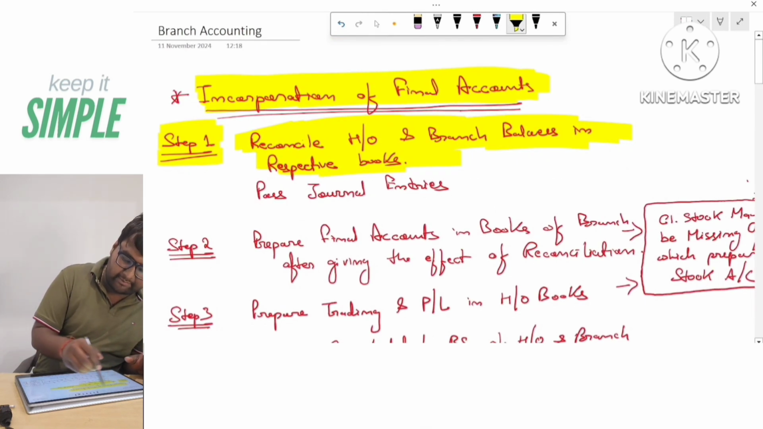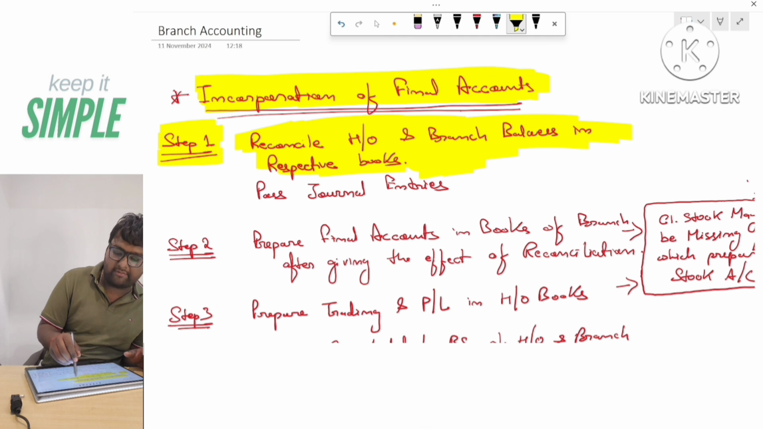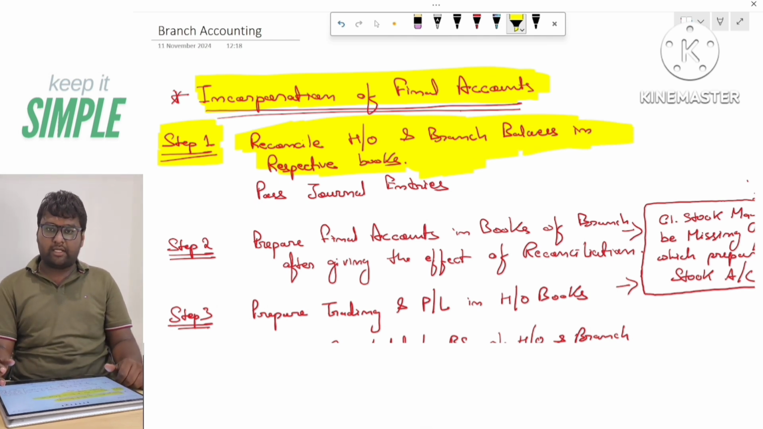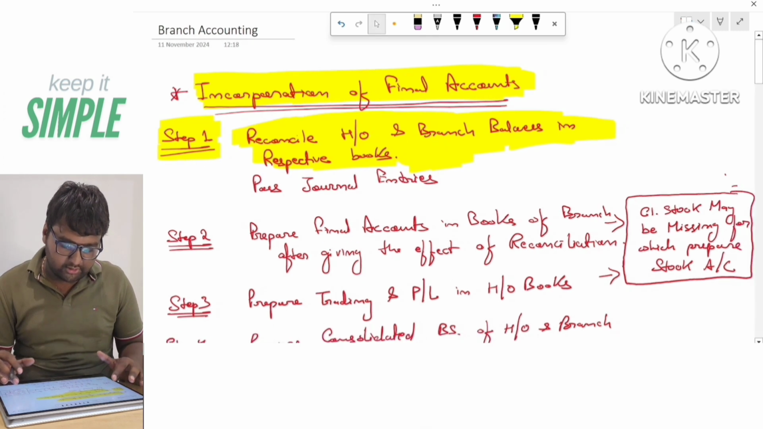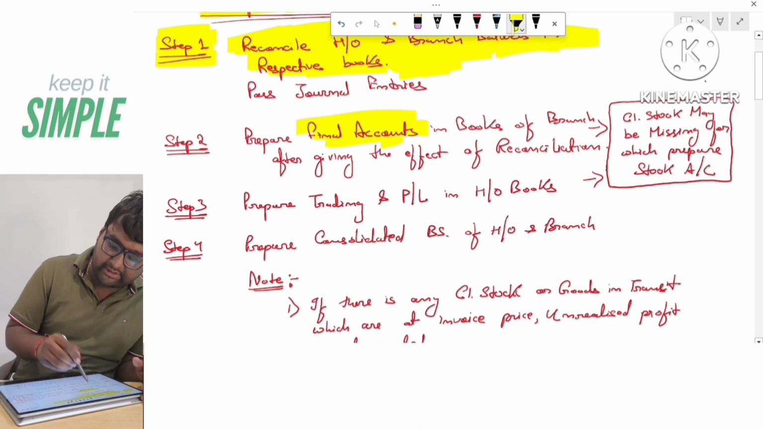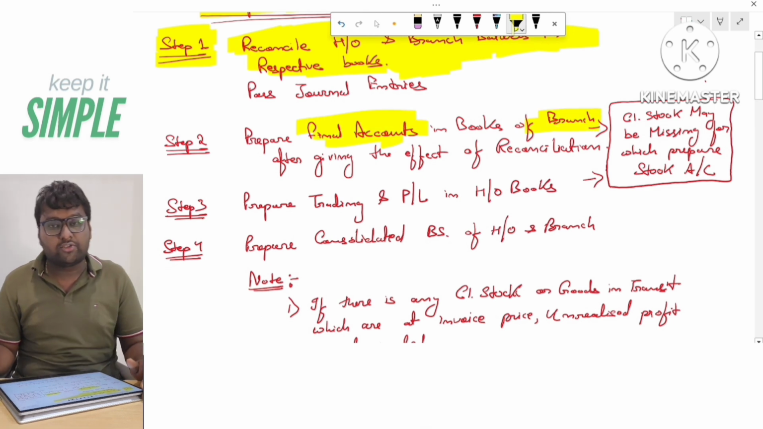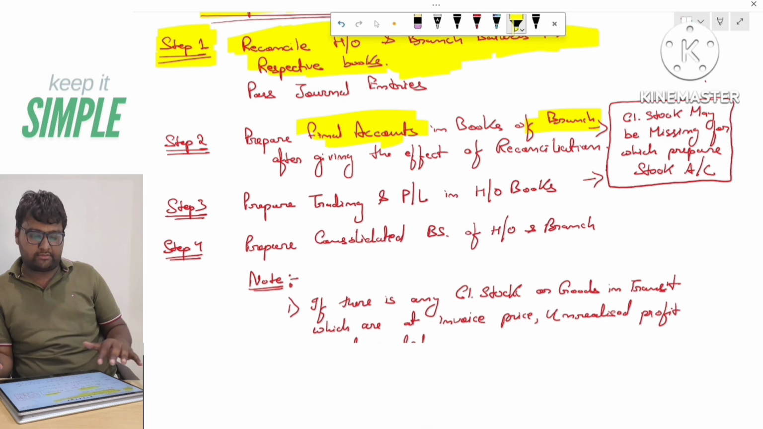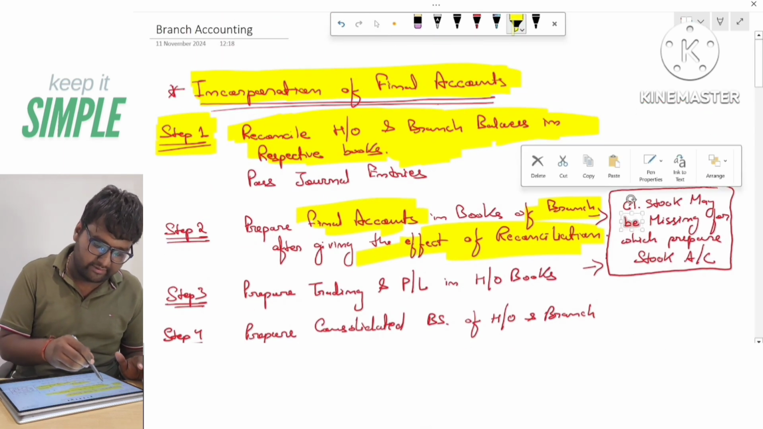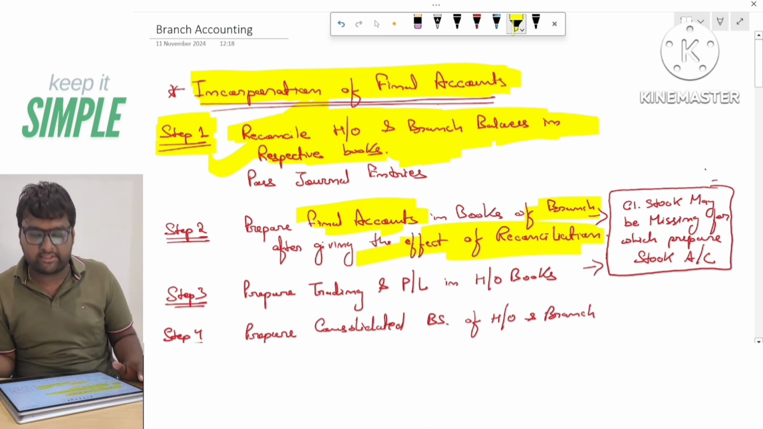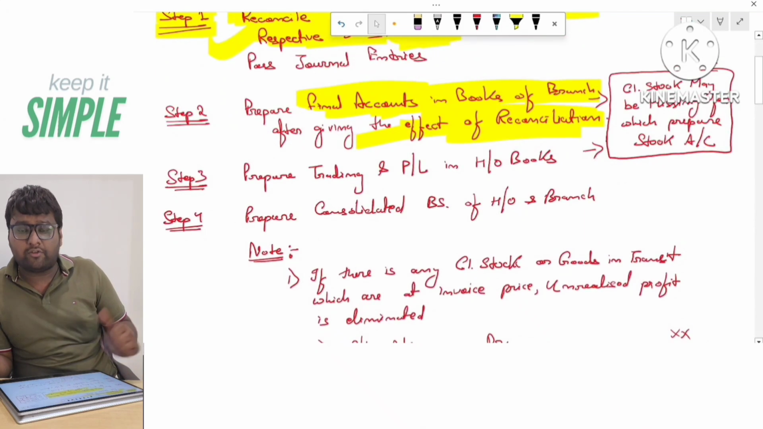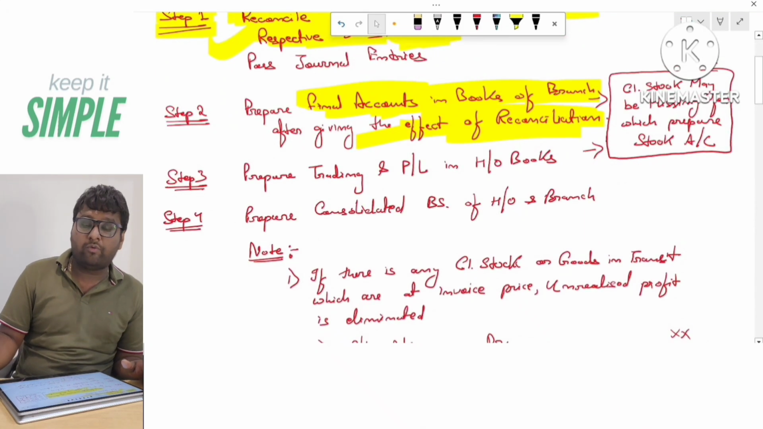So the very first step is clear, that we have to reconcile the head office and branch balances to know if all the transactions have been recorded or not. Understood? So what's our next step? Our next step is to prepare final accounts in the books of branch. First we'll prepare final accounts of branch after giving the effects of reconciliation. Once the final accounts of branch are prepared, we'll move into head office books.